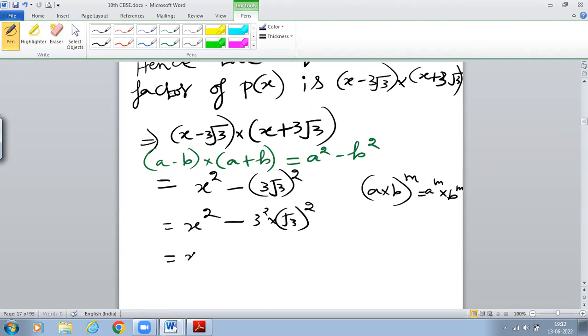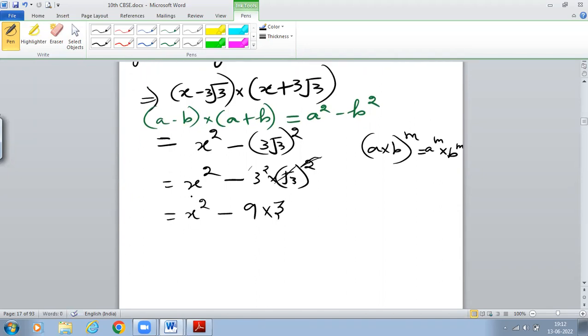So what we'll get is x square minus, what is 3 square? 3 square becomes 9, into (√3) square. Square and square root get cancelled, it becomes 3. So we got x square minus 9 into 3. What is the value of 9 into 3? That is x square minus 27. So this is the quadratic factor of the given polynomial. Please write up to this. Please complete up to this mark.